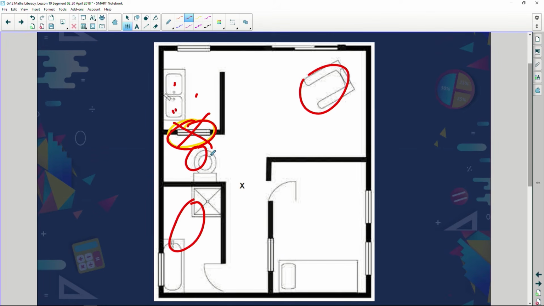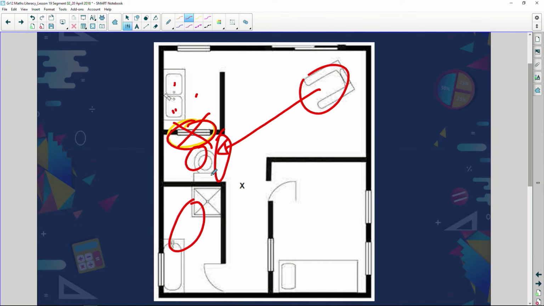What else? There's no door leading out to the toilet. So you can sit in the lounge and have a great conversation with someone on the loo. Not very nice, not much privacy. So we have a problem there. There is no door to our toilet. Okay?